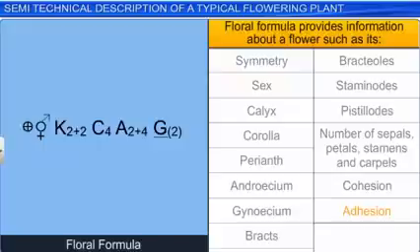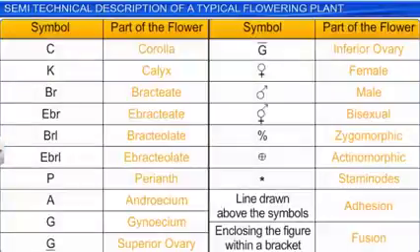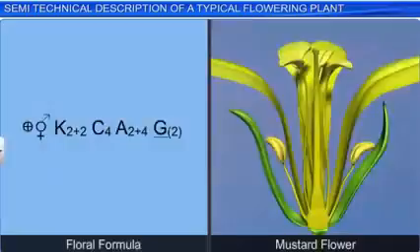Some of the symbols used to represent the different parts of a flower and the relationships between these parts are as shown. Let's understand the symbols in the floral formula of a mustard flower. The mustard flower is actinomorphic and bisexual. The calyx has 4 sepals arranged in 2 rows and the corolla has 4 petals. There are 6 stamens arranged in 2 rows and the gynoecium is bicarpellary and syncarpous with a superior ovary.